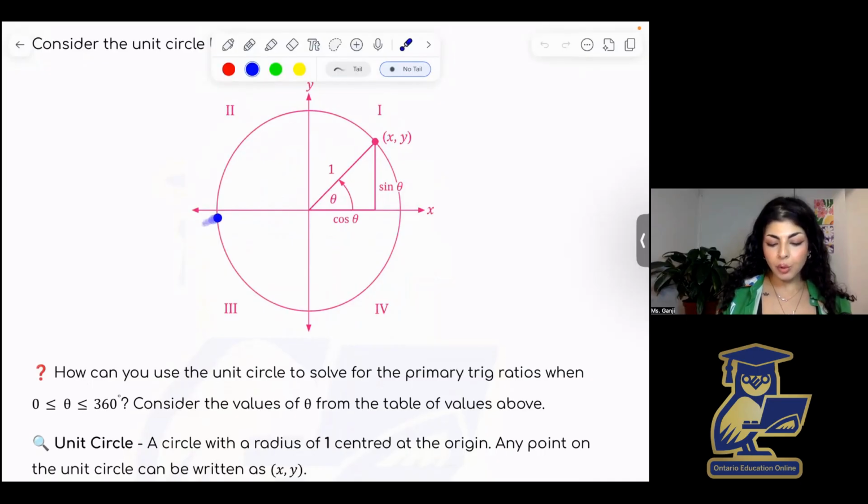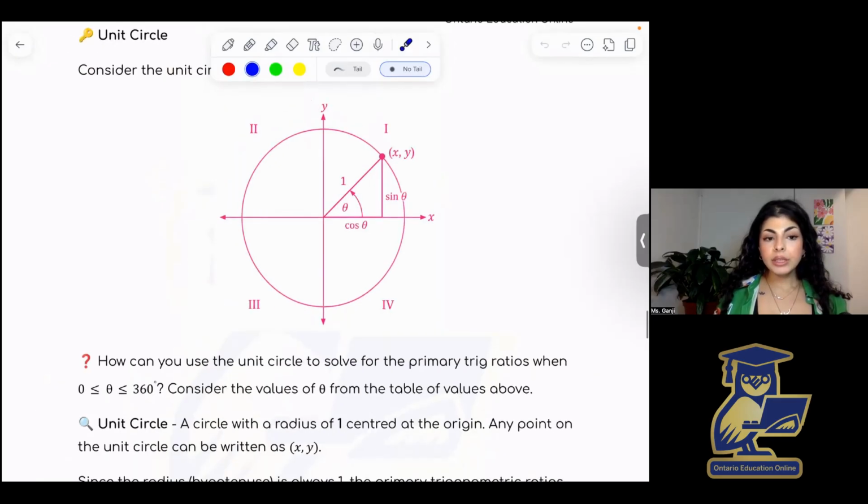And we have, of course, our x and y axis. So the unit circle is a circle of radius 1 that is drawn about the origin. And first, I want you to consider, especially given this diagram that I have for you here, how can we use the unit circle to solve for the primary trig ratios given the values of theta between 0 to 360 degrees? The reason we consider only those values is because we are looking at the circle and its interior angle, which is 360 degrees here.